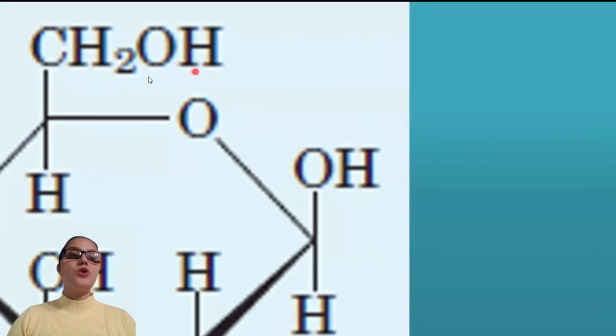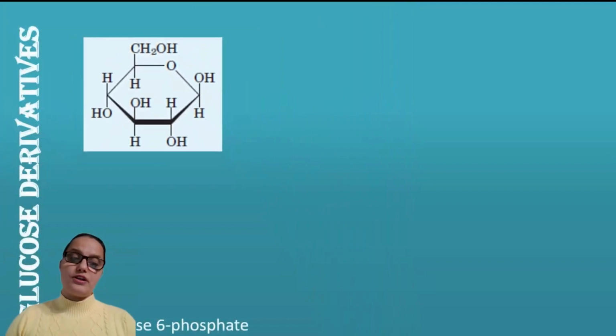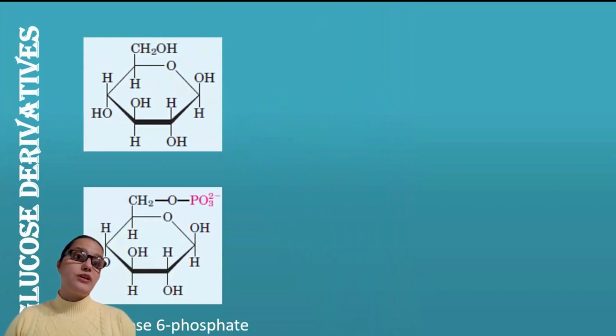Over here, when the H, which is part of the OH group present on carbon number 6, just the H of this hydroxyl group of carbon number 6, gets replaced by a phosphate group, then a very, very important derivative of glucose is formed, which is called glucose 6 phosphate. This is a very important derivative. We will come across it when we do metabolism, during glycolysis, the first step.